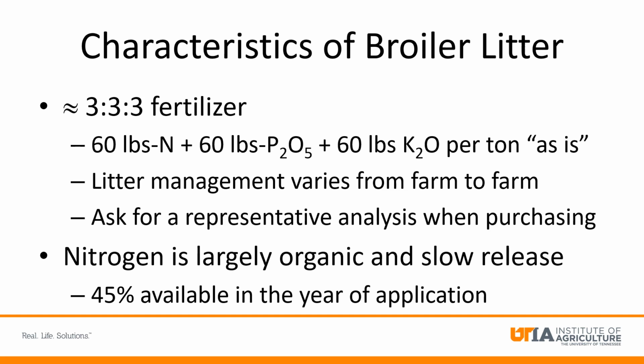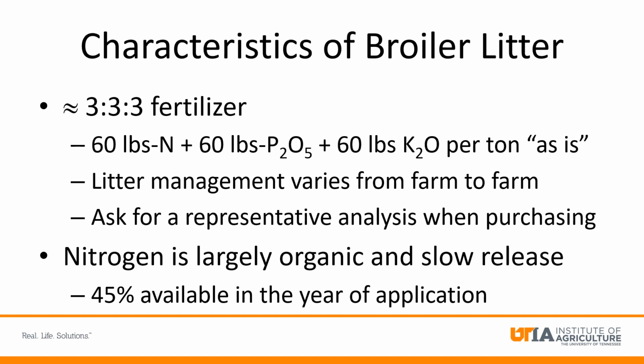The key defining characteristic of broiler litter that most grain producers need to immediately acknowledge is that the nitrogen that's present here is largely organic, and it's in a slow release form. So the vast majority of the total nitrogen that's present is going to be organic nitrogen, and that nitrogen has to be broken down in the soil to be made plant available, and that takes time. Typically only about 45% of the nitrogen in broiler litter is going to be available for crop production in the year of application.